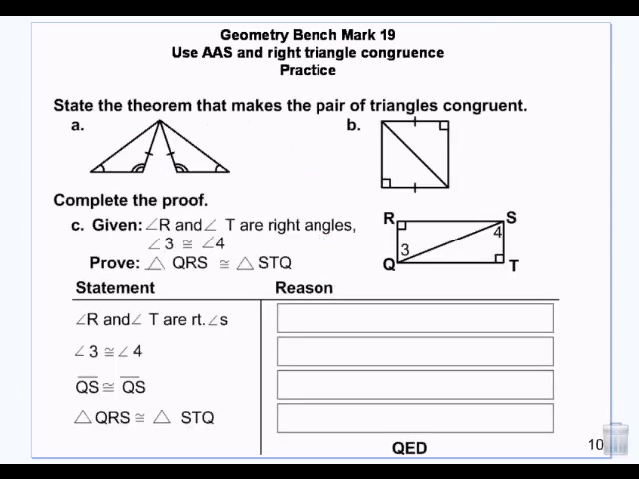Okay. So now we're going to have some proofs with this. So first we state a theorem. I have angle, an angle, and a side. If I have a square or a rectangle and it's cut along the diagonal, this is the hypotenuse. And the hypotenuse is the same as itself. So I have a hypotenuse leg.